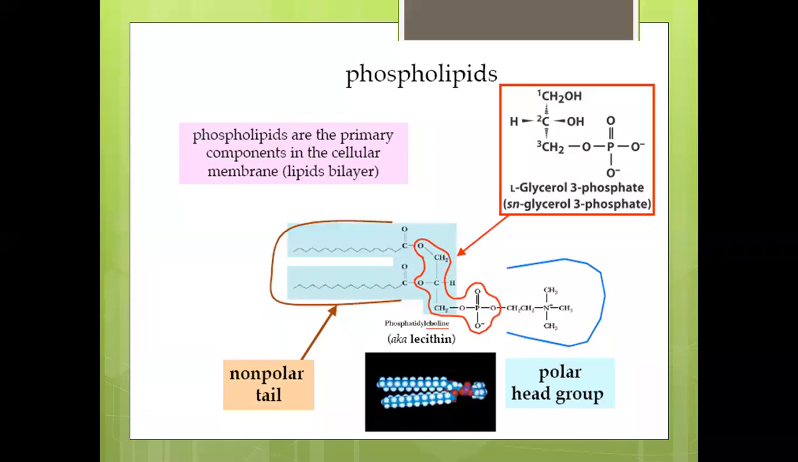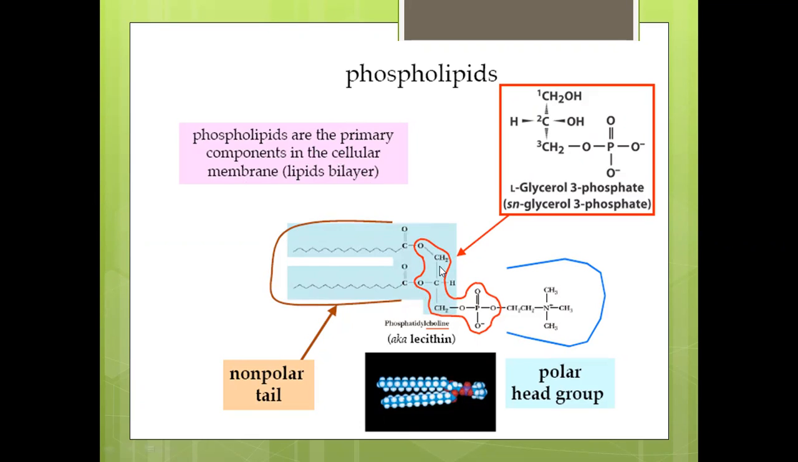So here is a phospholipid, the primary component in the cellular membrane, the lipid bilayer. If you look at the structure of the phospholipids, they are the main component of the cellular membrane, the lipid bilayer.